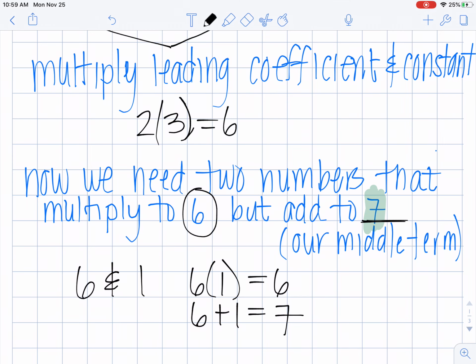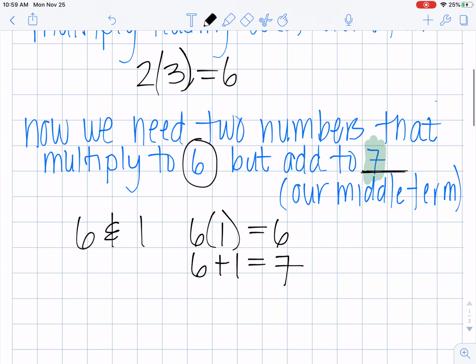Now, if you have a hard time figuring that out, you can list all the multiples of the number you're looking for. So we know that 1 times 6 is equal to 6, and 2 times 3 is equal to 6. Out of these two pairs, which ones add up to 7? 1 plus 6. That's how you decide which ones work.